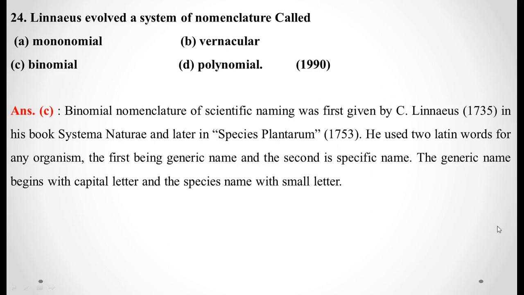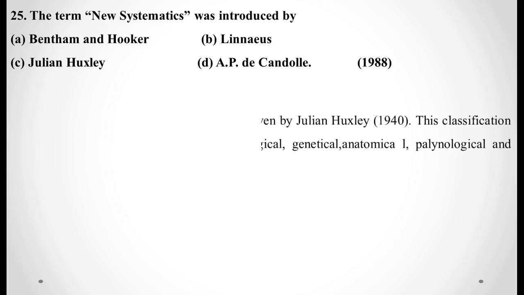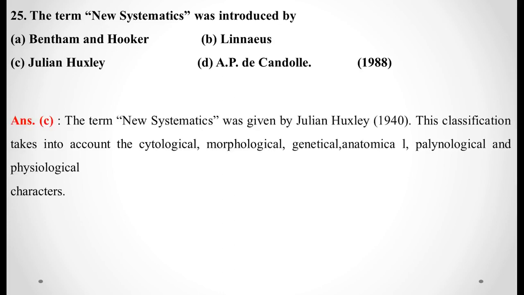The next question is, the term new systematics was introduced by Bentham and Hooker, Linnaeus, Julian Huxley, or de Candolle. The right answer is C, that is Julian Huxley. The term new systematics was given by him. The classification takes into account cytological, morphological, genetic, anatomical, phylogenetic, palynological, and physiological characters, which are considered to be studied in new systematics.